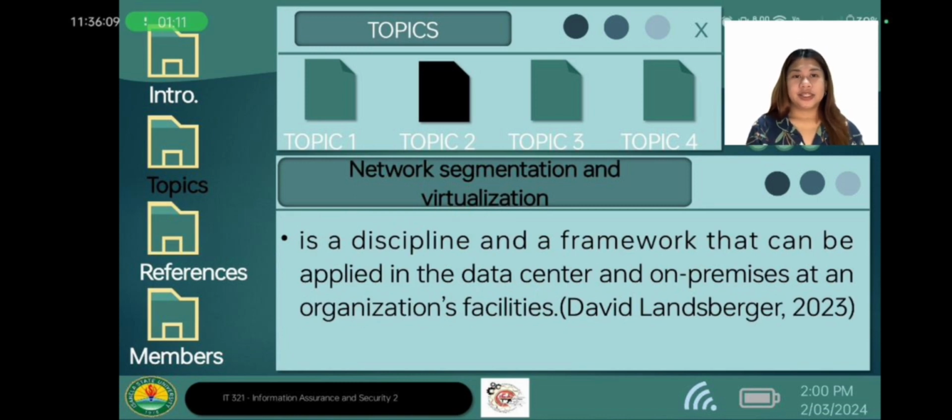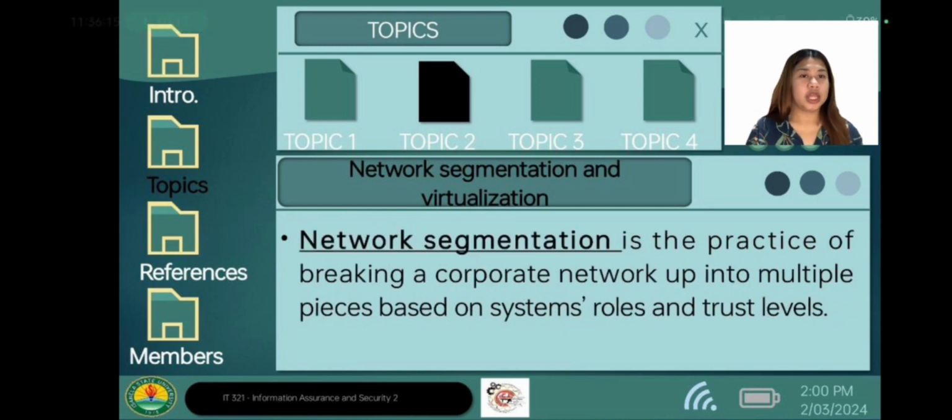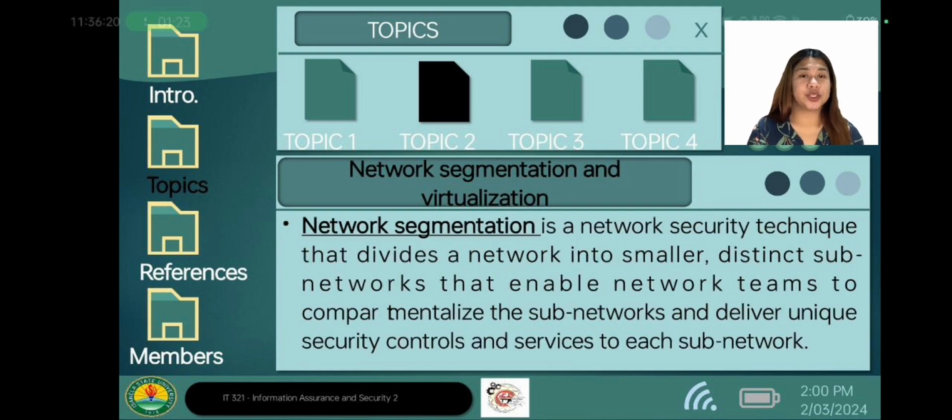Network segmentation is the practice of breaking a corporate network up into multiple pieces based on systems' role and trust levels. Implementing network segmentation helps to prevent lateral movement by an attacker within the network if they attempt to pass through these network boundaries. It is a network security technique that divides a network into smaller distinct subnetworks that enable network teams to compartmentalize the subnetworks and deliver unique security controls and services to each subnetwork.